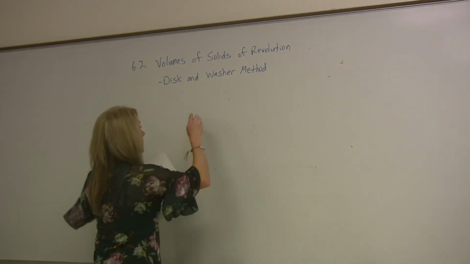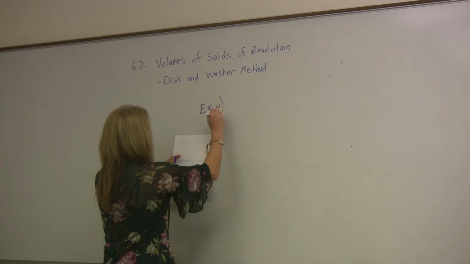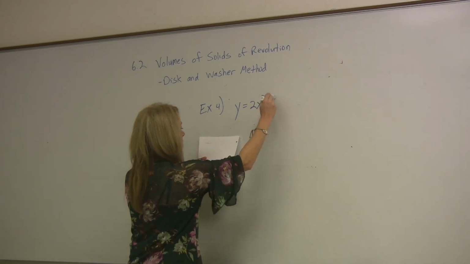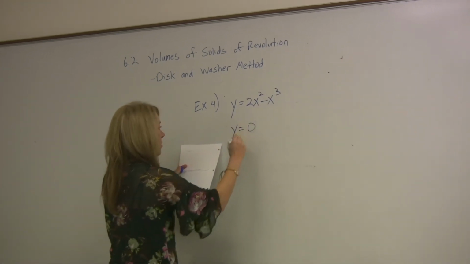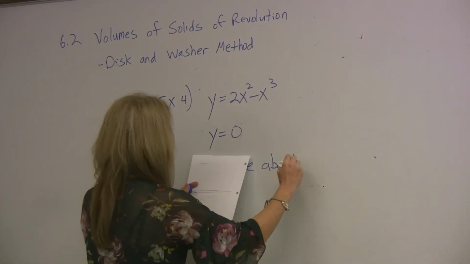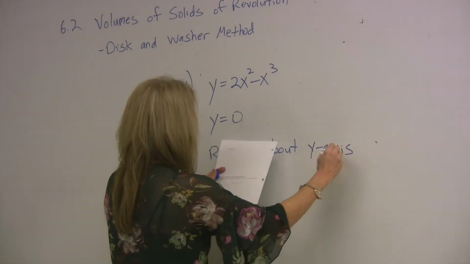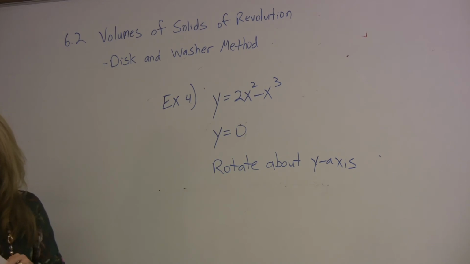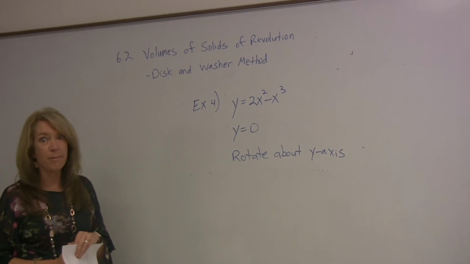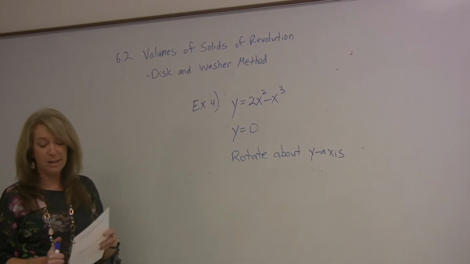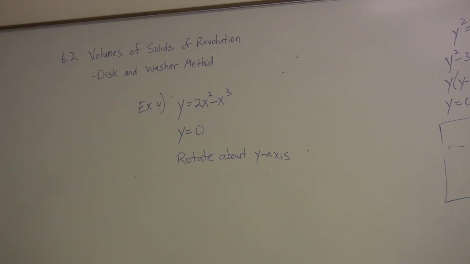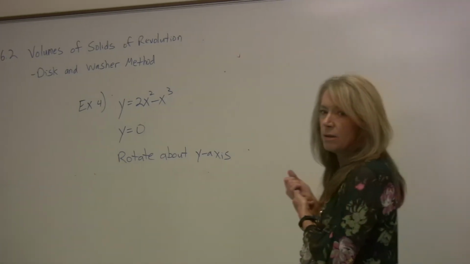So example 4 has a little bit messier quadratic here. Might take you a little while to graph that one. And y equals 0, and we're rotating about the y-axis. So I want you to sketch that region, draw the representative rectangle, and try to articulate why we have a problem. A little clear on the directions? Okay, let's see if you can get that. Almost there. Looks good. Okay.